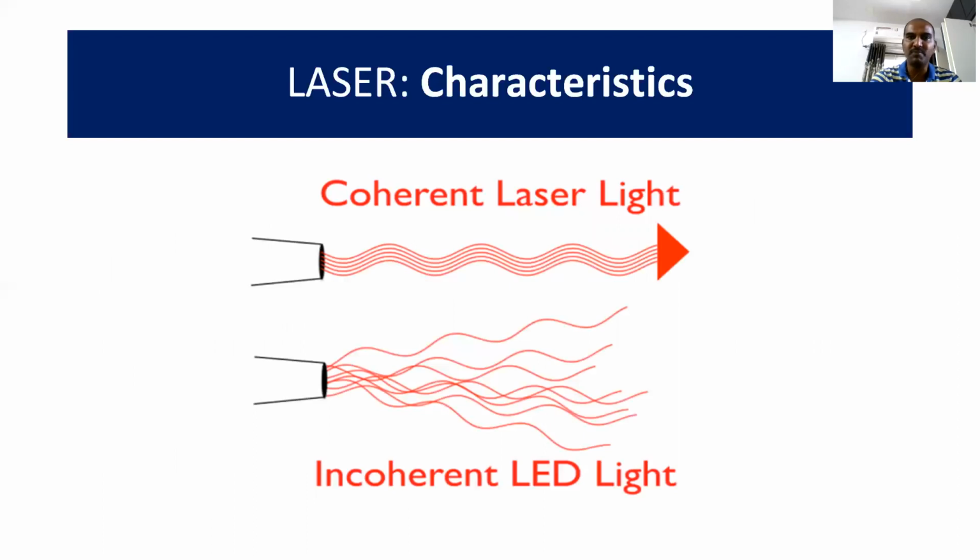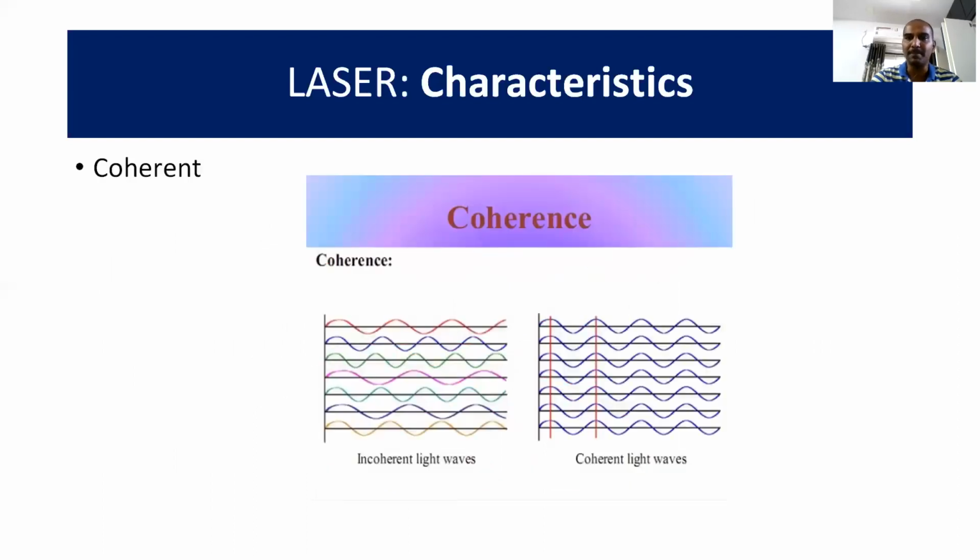Now let us see what is meant by temporal coherence and spatial coherence. If two wavefronts of any electromagnetic radiation maintain a constant phase difference during the observable period of time, then those two wavefronts are said to be in coherence with reference to that specific time. That's why that type of coherence is called temporal coherence.